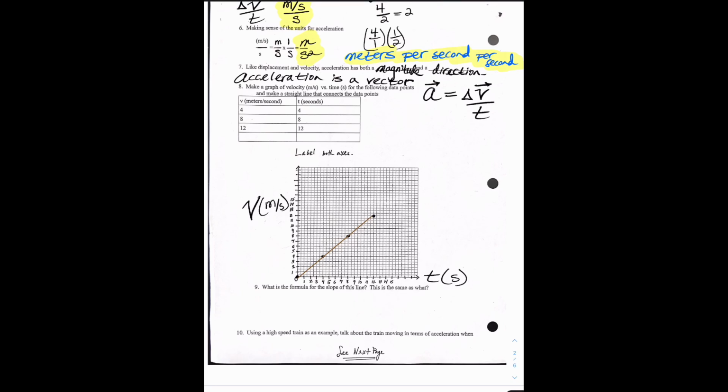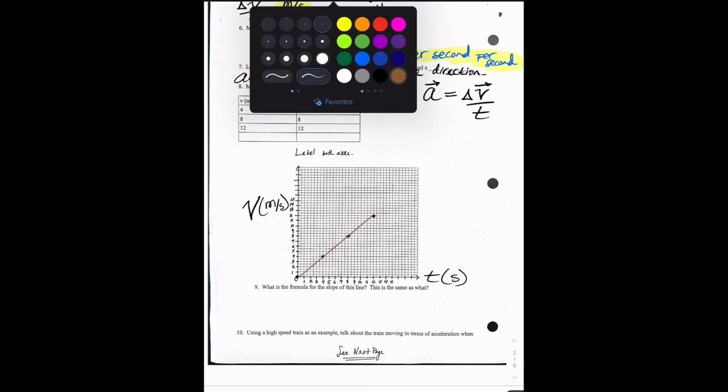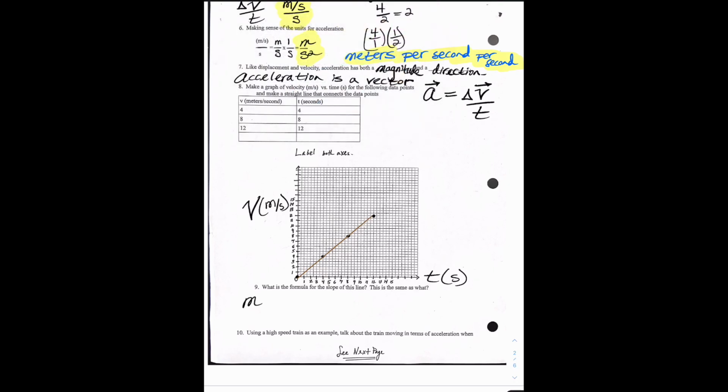So, what is the formula for the slope of this line? Well, we know that, right? Because slope is equal to rise over run, which is the change in the y-axis over the change in the x-axis. And we know that on the y-axis, we have velocity, and on the x-axis, we have time. And right away, that should ring a bell, right? Because that is equal to average acceleration, or we'll just call it acceleration.